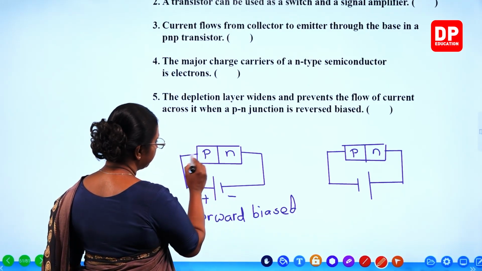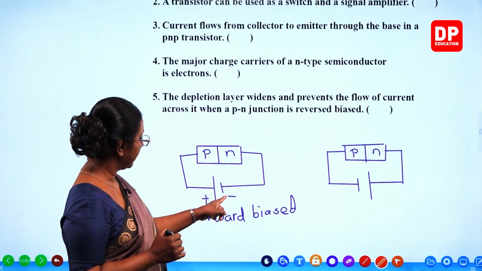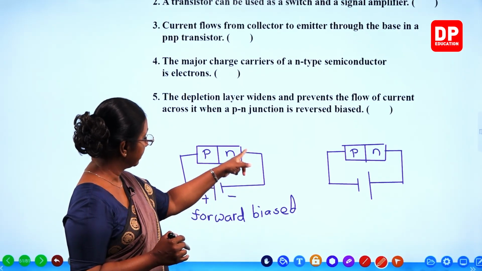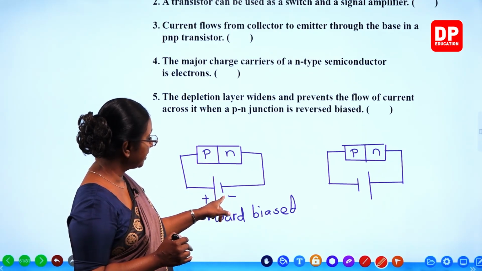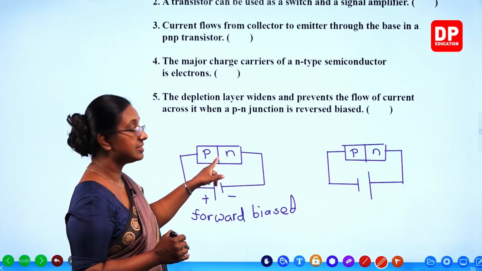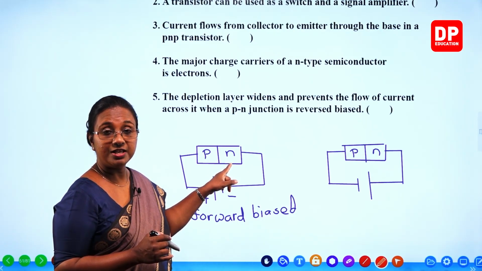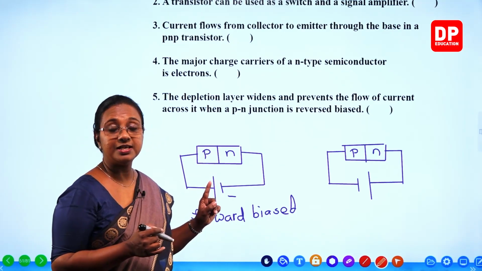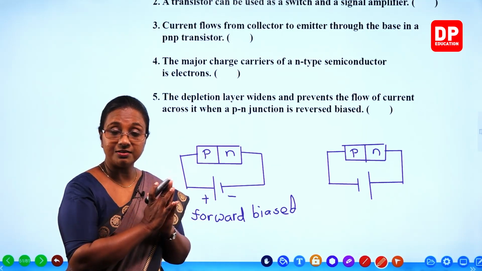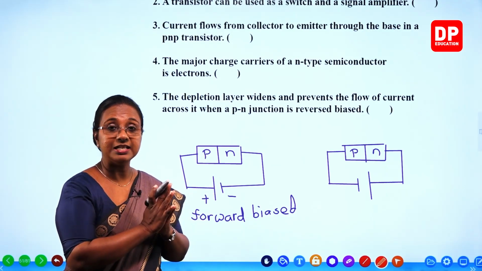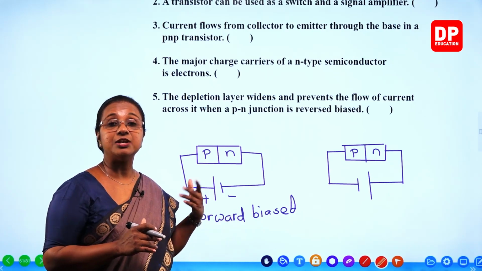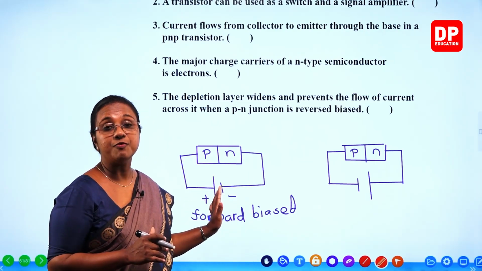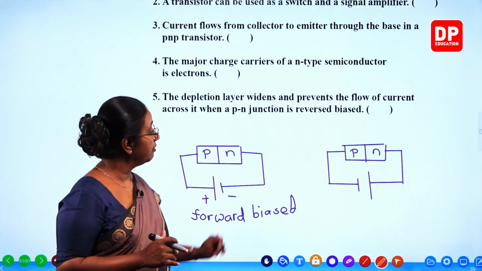Why? Because the positive terminal is connected to the P junction and negative terminal is connected to the N junction, so that the electrons will be repelled from the negative terminal of the battery. That will further push the electrons in the N region towards the depletion region. At the same time, holes also will move towards the depletion region. Therefore, the depletion region becomes thinner and thinner. Finally, when you supply a voltage that can overcome the biasing voltage, then the diode will become forward biased, or the PN junction will be forward biased.